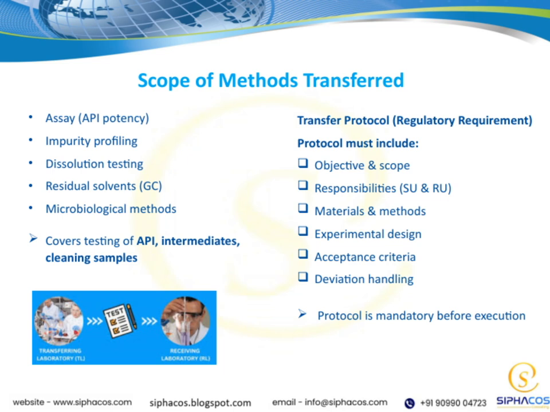Now, regarding the scope of the methods transferred, it includes several key assays. For example, API potency testing, impurity profiling, dissolution testing, residual solvents analysis via gas chromatography, and microbiological methods. These methods are vital because they cover testing of not just the API itself, but also intermediates and cleaning samples. Overall, ensuring that these protocols and methods are well documented and followed guarantees the quality and consistency of our products throughout the transfer process.